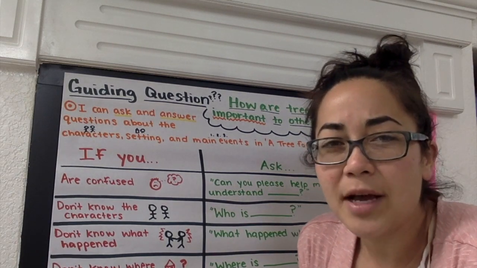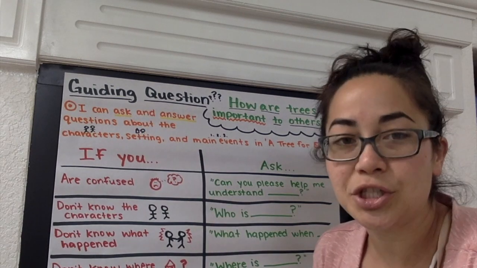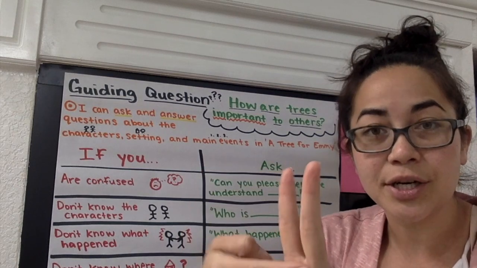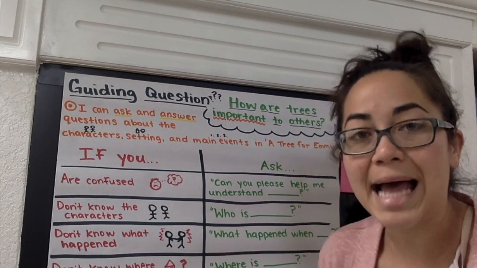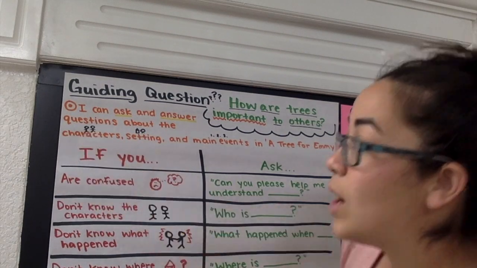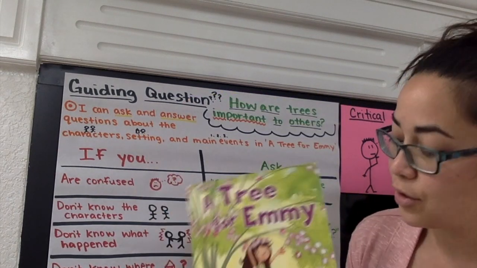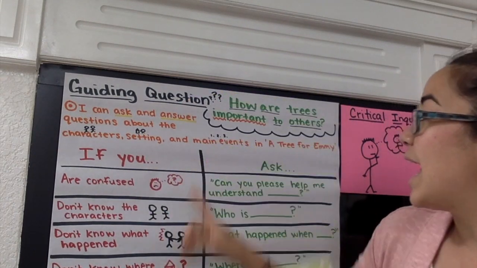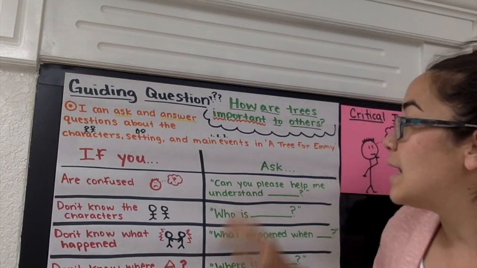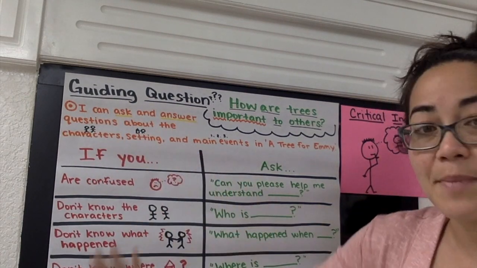Now, let's go back and think about what it's asking us to do. It says I can ask and answer questions. So it wants us to do two things. It wants us to ask and to answer to make sure that we understand what's happening in the story. And not only the story, but it wants us to know about the characters. That's the person in our story. The setting. Where is it happening? And the main events. What happened in the story? Okay? Now, to help you ask and answer questions about those things, I made an anchor chart.